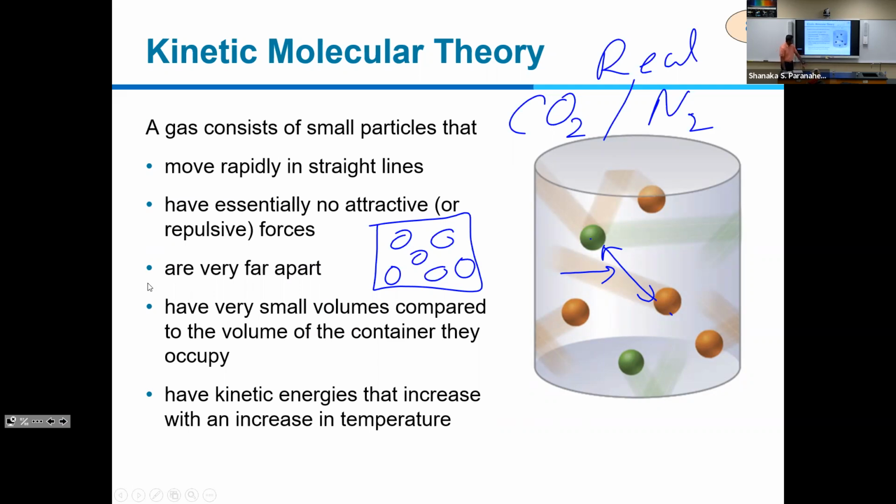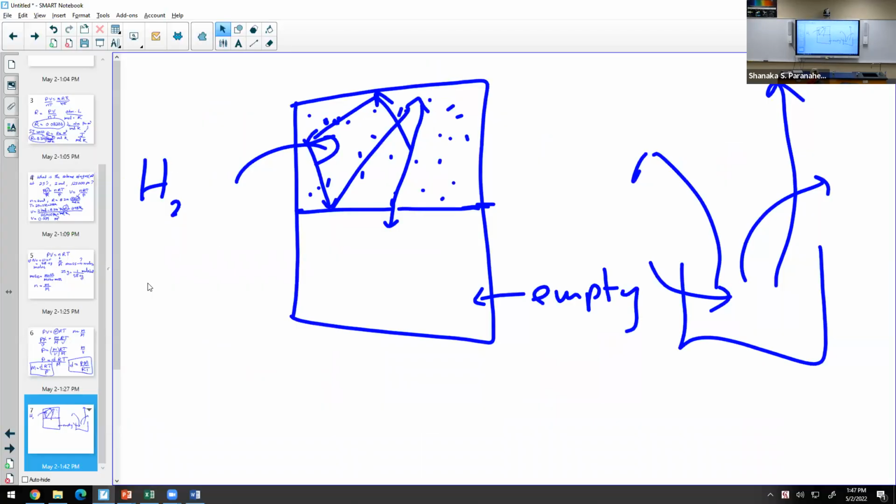They have kinetic energies that increase with increasing temperature. This is true for real gases, but it's not entirely true. Some of these real gases will deviate from ideal behavior. So how do we make these real gases behave ideally? Then we can use those ideal gas laws.